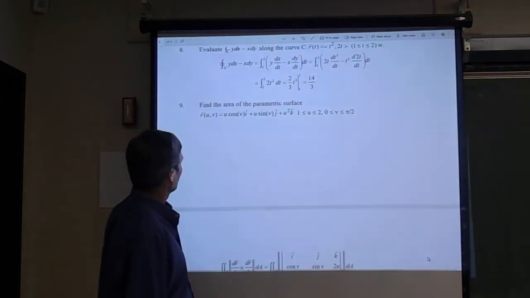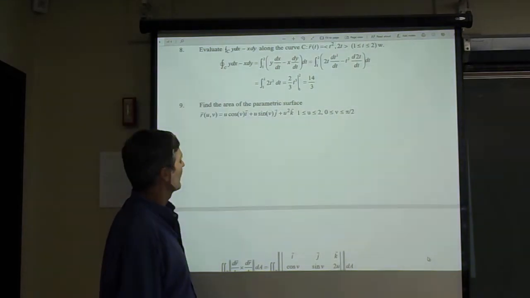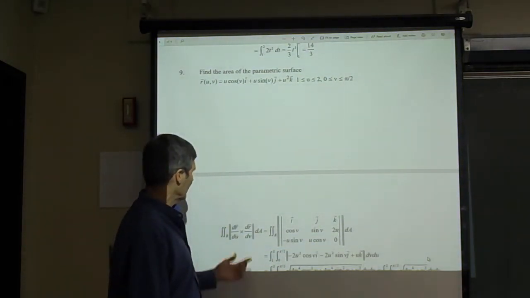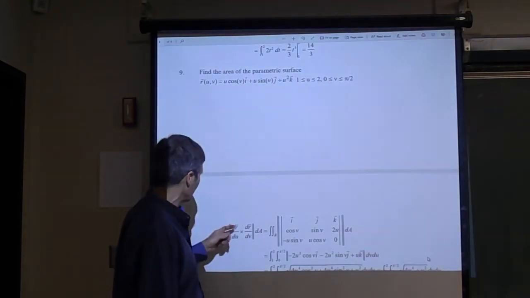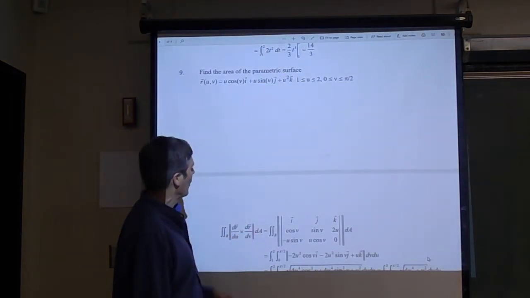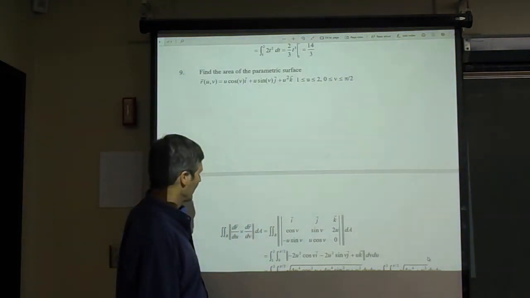Find the area of the parametric surface. This one's a little harder. We didn't have good homework on this. Just memorize this formula. I showed you in class how you can get this surface area formula, but you just take dr du cross dr dv, length of that vector, and integrate it over the region of projection.